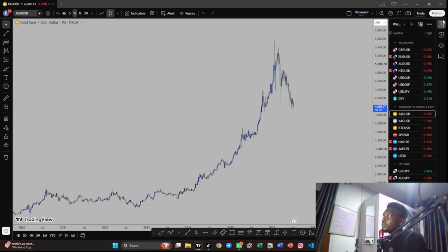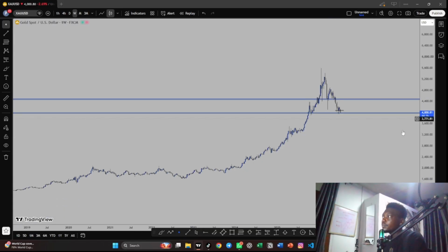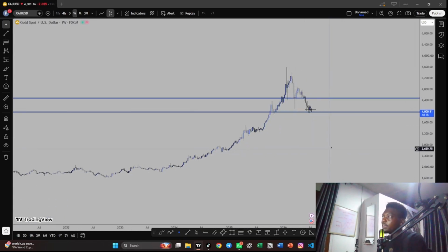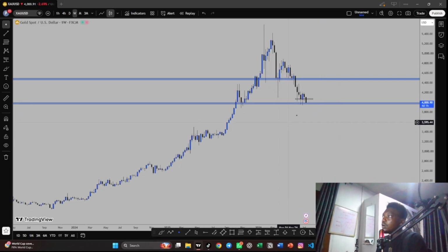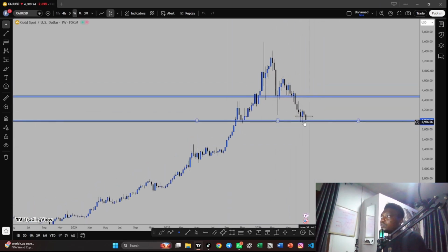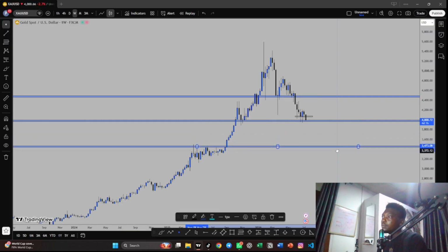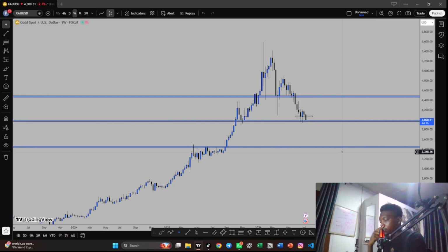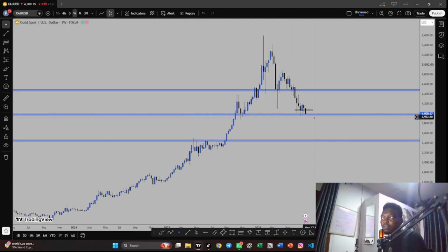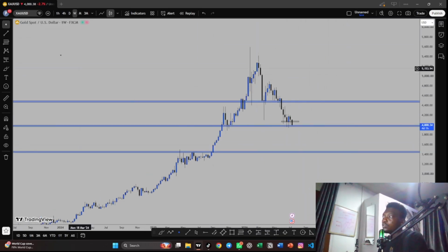Now let's move on. This is gold. Of course, you love to trade gold, right? So on gold right here, gold is testing this level, and trust me, if you break this level, which might happen, gold might actually come to this next level, 3,400. A massive dump may happen on gold if this current level fails to hold. We might see gold dropping all the way down.